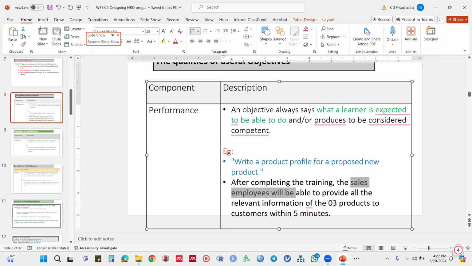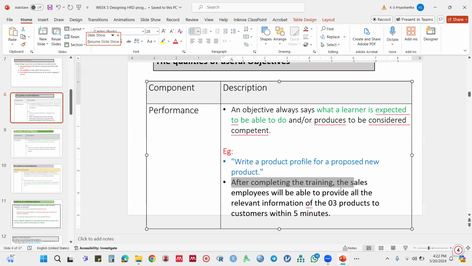So obviously, as you know, customers come to the sales point. Obviously, they inquire about the product. They find information about the product. So that is basically what is given in the training. And so simply, when it comes to the performance, you must be able to write a product profile. Product profile in the sense of product information for a given product, right?